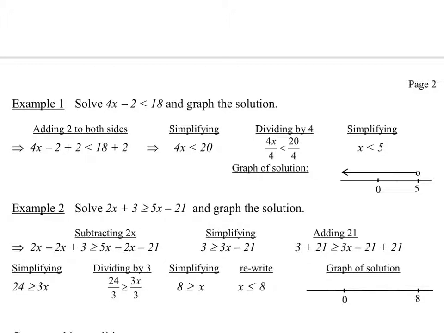Now just remember, if it's x is less than or equal to 8, then if we're doing the graph of the solution over here, what kind of circle will that mean that we need at 8? Well, it should mean that we need a full circle at 8. And that's what we have here. Remember the arrow pointing on towards negative infinity over there.